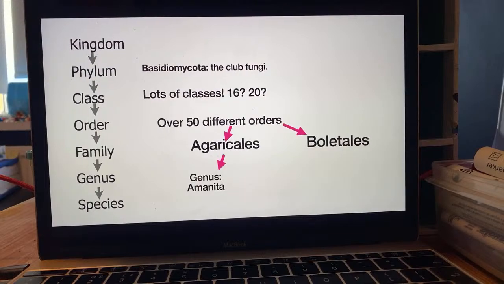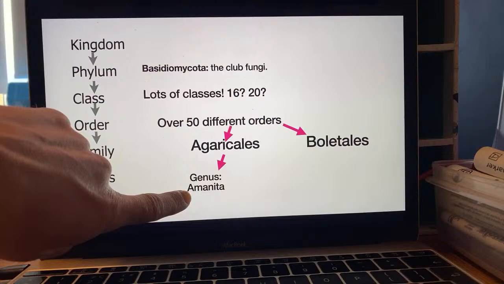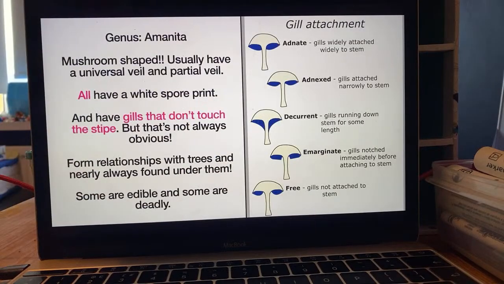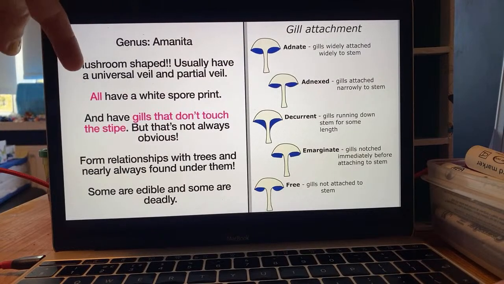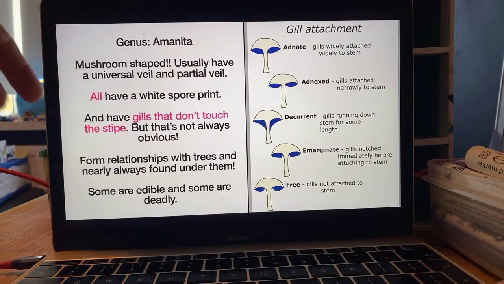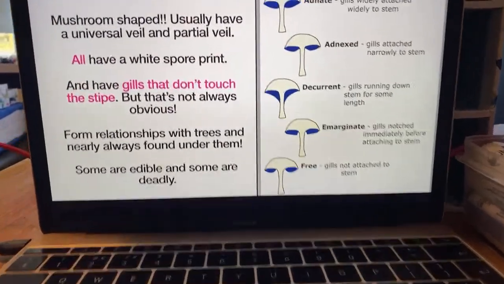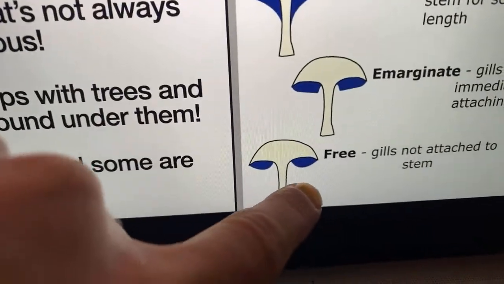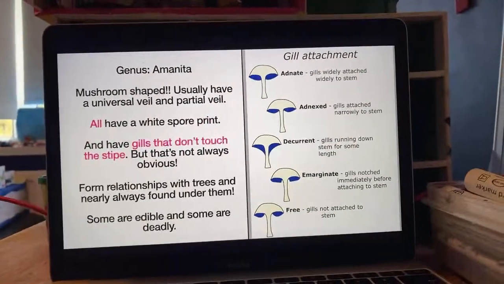But anyway, let's have a quick dig in. So in the order Agaricales, there is the genus Amanita, and we've talked a lot about Amanita, so I thought let's just look at what they are. Any mushroom in the Amanita genus is mushroom shaped, sort of like an umbrella. It's usually got a universal veil and a partial veil. They've all got a white spore print. They've all got gills that don't touch the stipe. So they've got free gills like this, although sometimes it's very difficult to tell that they're not touching the stipe.